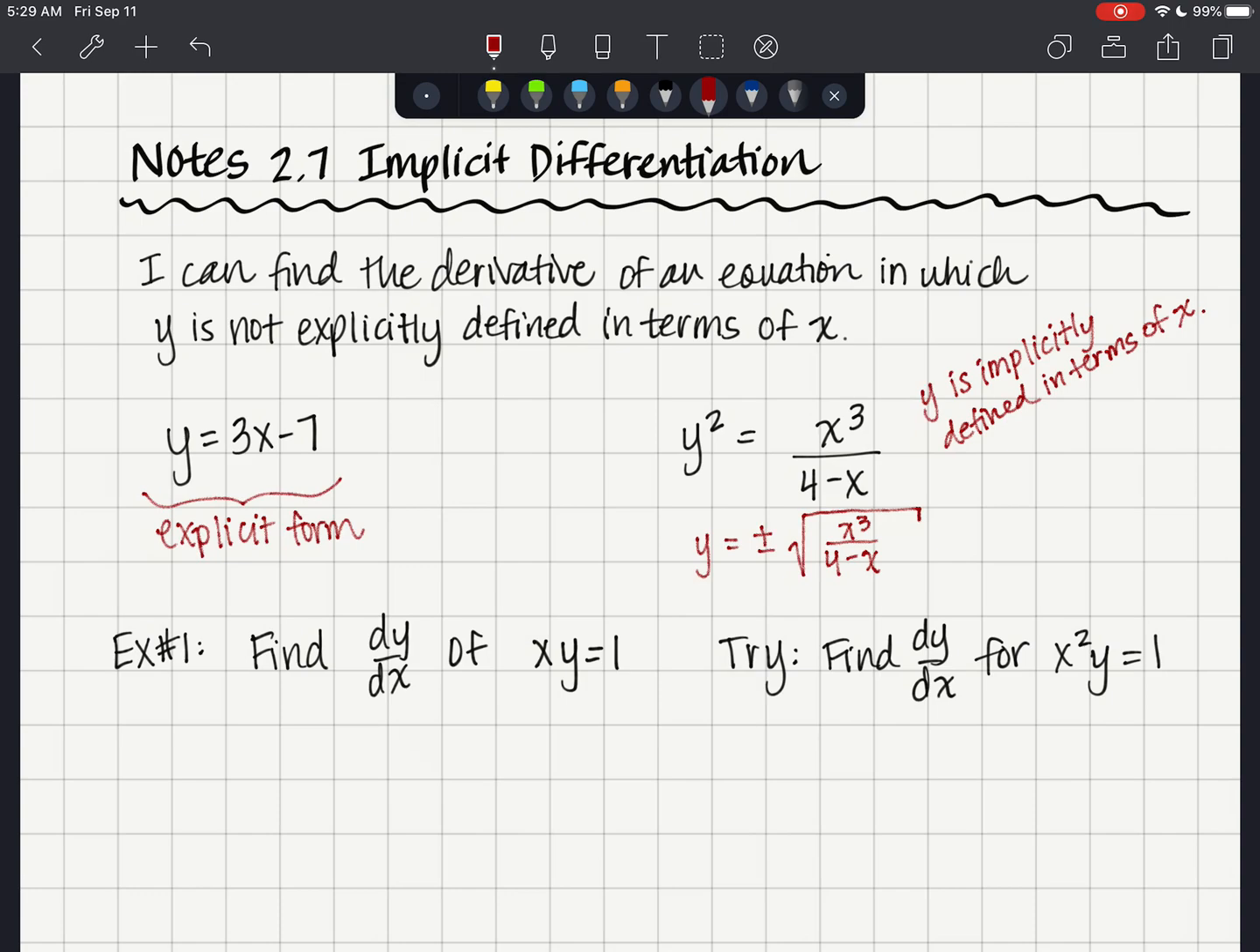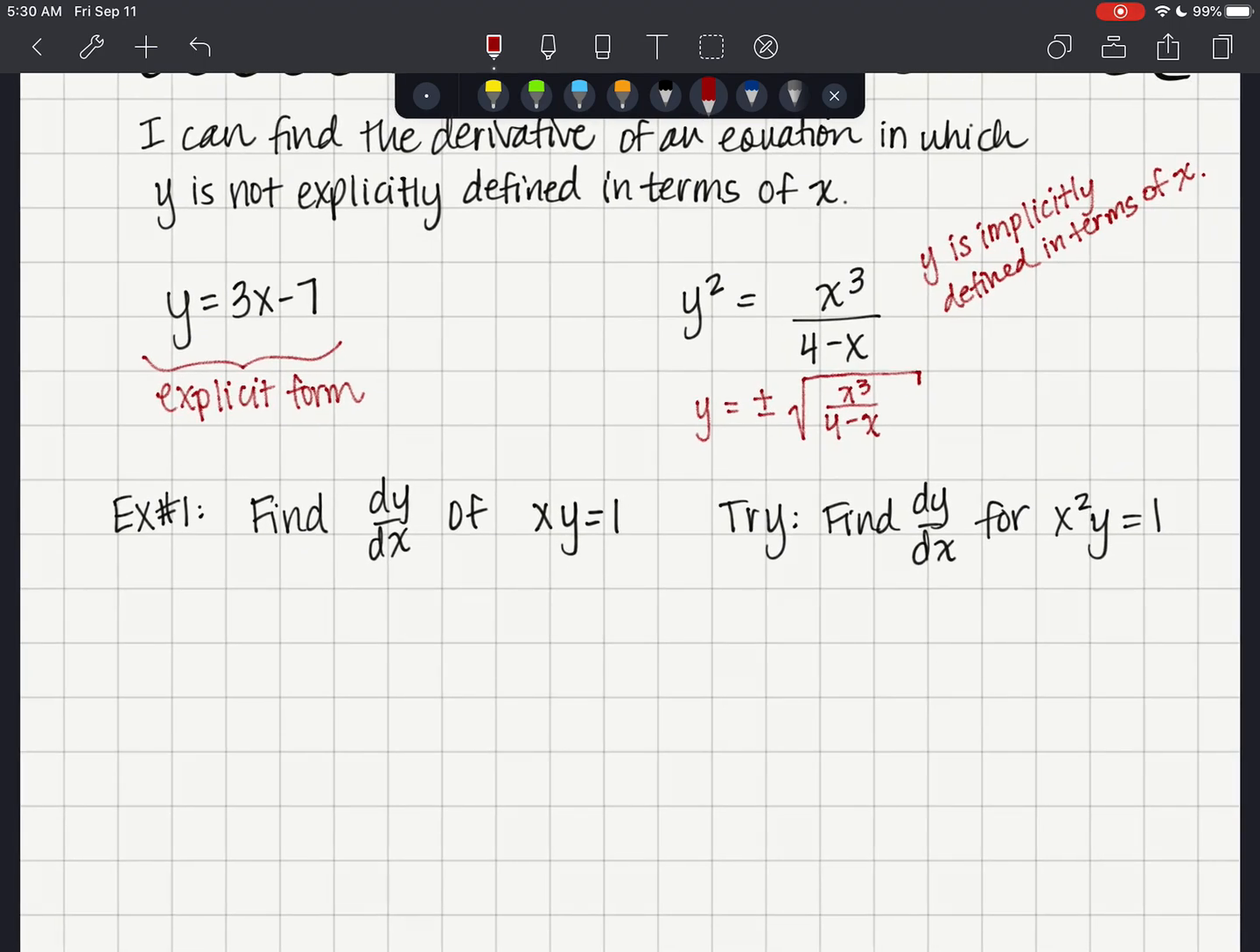Now we can find the derivative of both an explicit form and an implicit form of an equation. Here's an example right here. Find dy dx of xy equals 1. This form right here is implicit form. So this is an example of implicit form. I can rewrite this as y equals 1 over x by dividing both sides by x, and now this is explicit form.